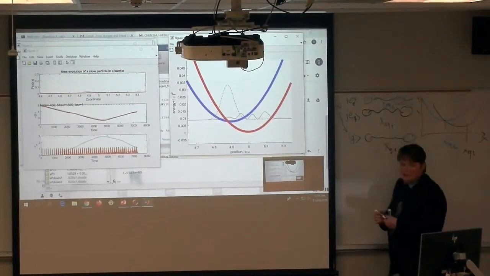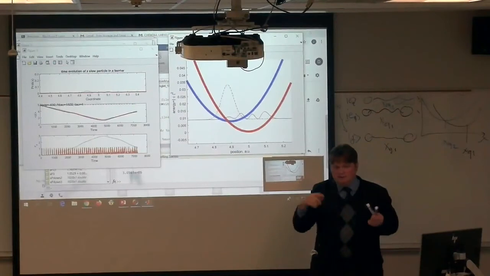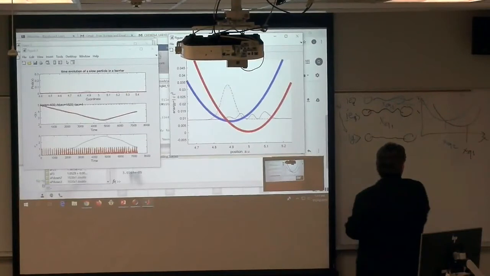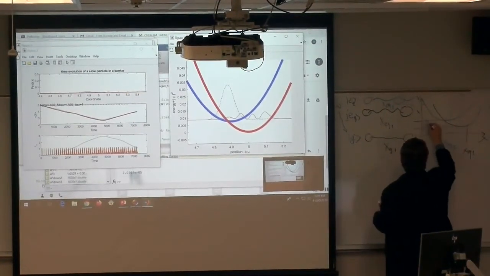For each of the electronic states, we draw parabolas, and we use parabolas just to make our life simpler. Typically, it's something more complicated. They do have at least different equilibrium positions. In addition to that, they may have different offset energies. So this is the electronic offset.